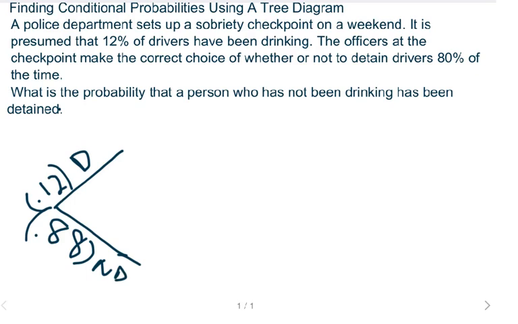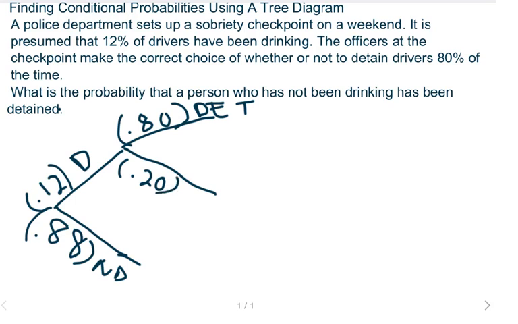Now, the police officers make the correct decision of whether or not to detain a driver 80% of the time. So if a person has been drinking, then obviously the correct choice is to detain them, and they would make that choice 80% of the time. However, 20% of the time, they might overlook, by mistake, the person's impairment, and so 20% of the time, that person who had been drinking would not be detained.